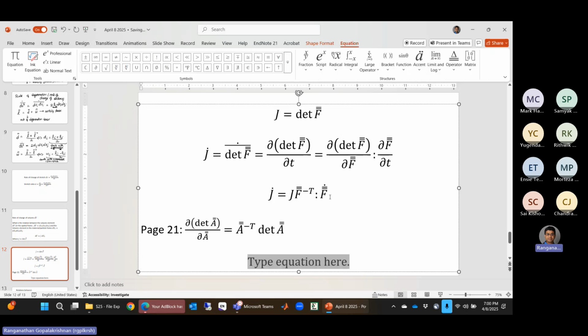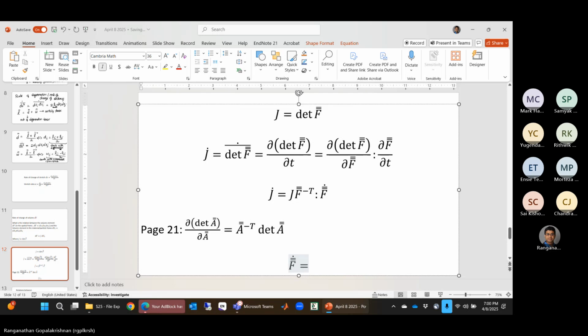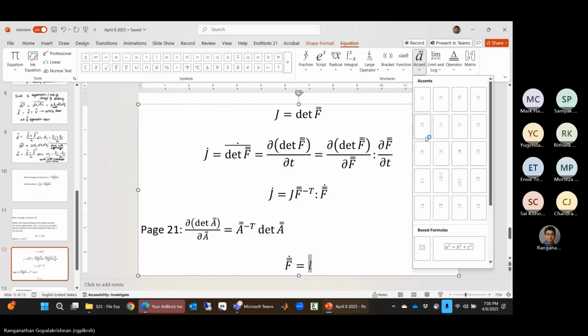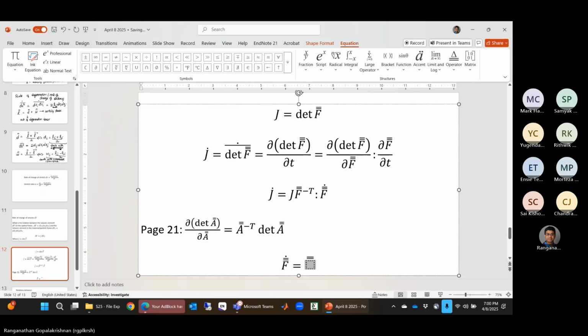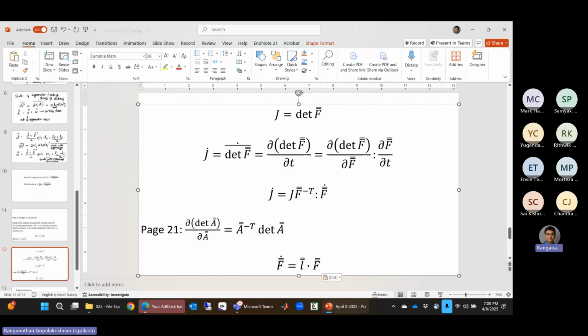So F dot, the rate of change of deformation, is related to F as L, the velocity gradient tensor, L dot F. Rate of deformation tensor F: F dot can be expressed in terms of L and F.